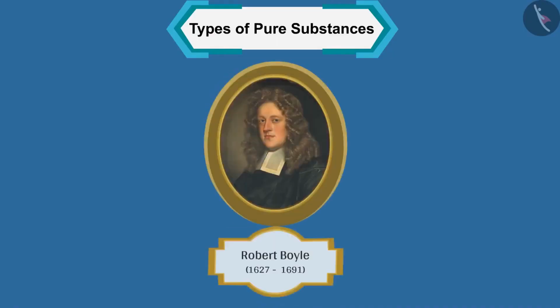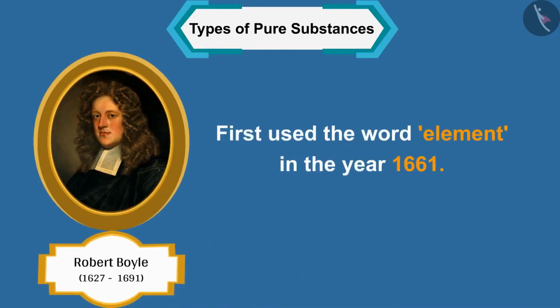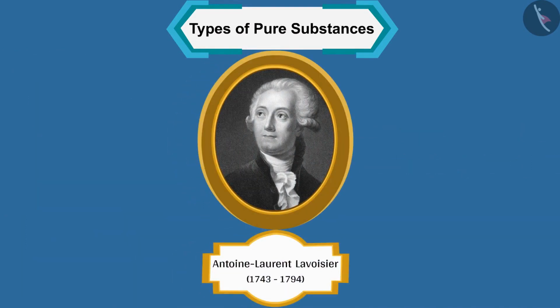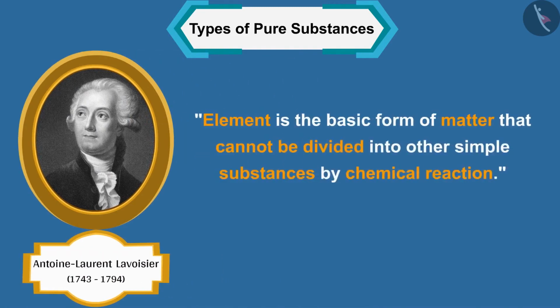Do you know Robert Boyle was the first scientist in the world who used the word element, in the year 1661. Antoine Laurent Lavoisier, 1743 to 1794, a French chemist, was the first to establish an experimentally useful definition of an element. According to him, an element is the basic form of matter that cannot be divided into other simple substances by chemical reaction.